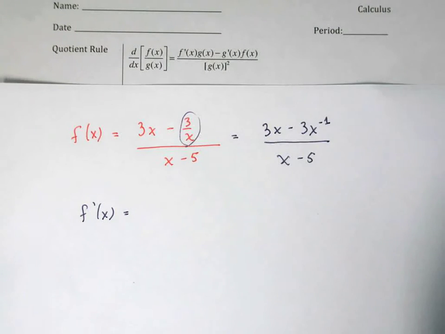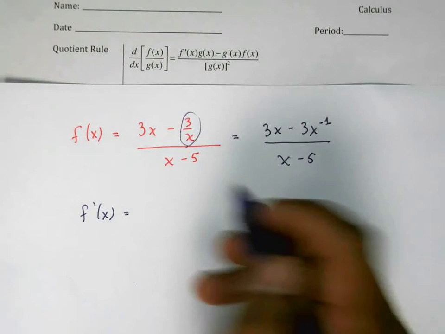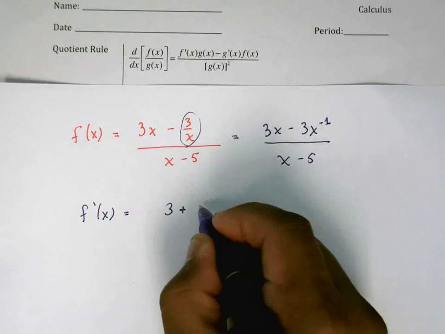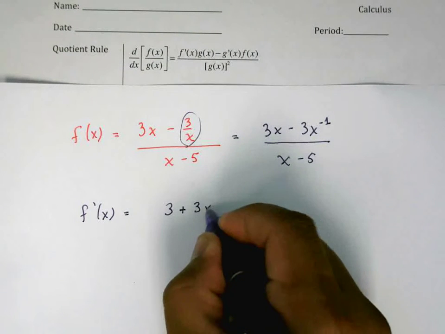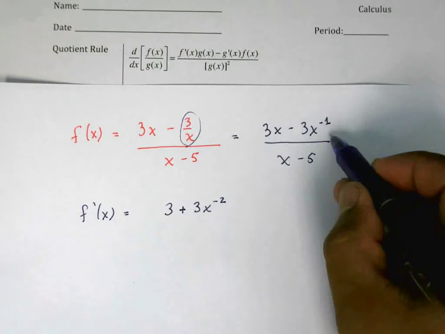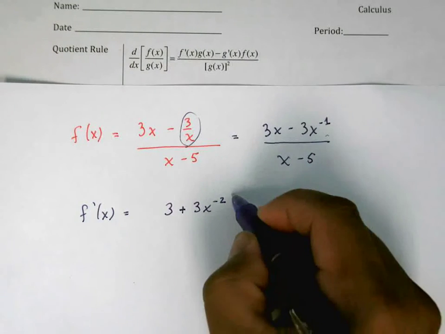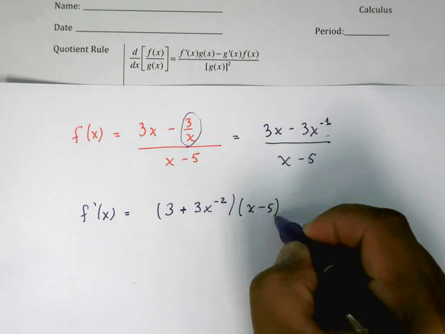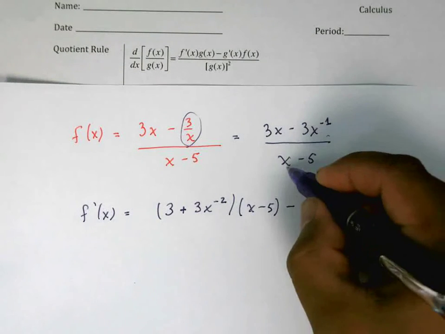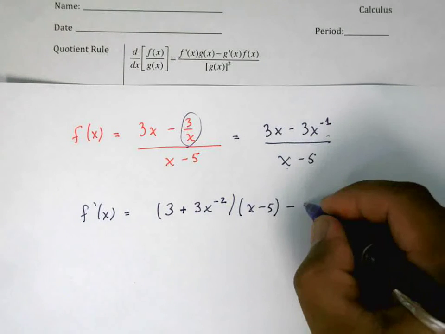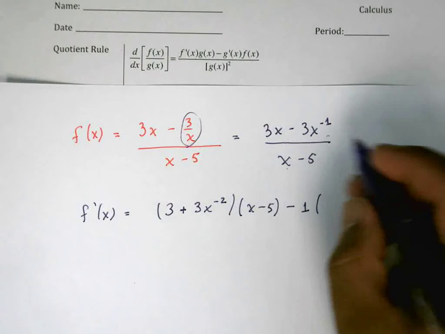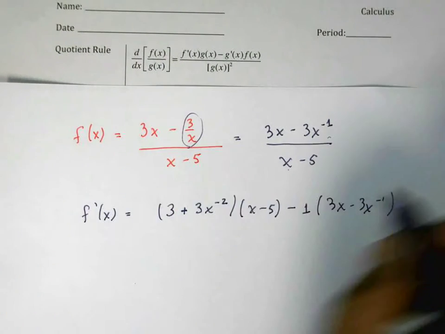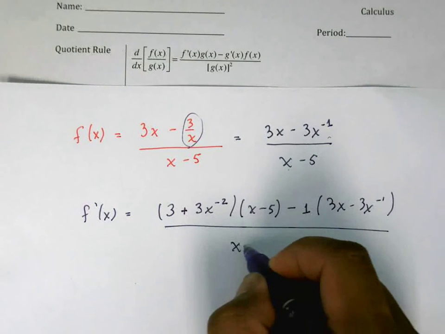So the derivative of the numerator gives me 3 plus 3x to the negative second, because I'm applying the power rule here, times the denominator, minus the derivative of the denominator, which in this case is just 1, times the numerator. All of it over the denominator squared.